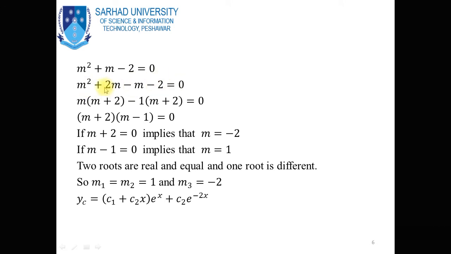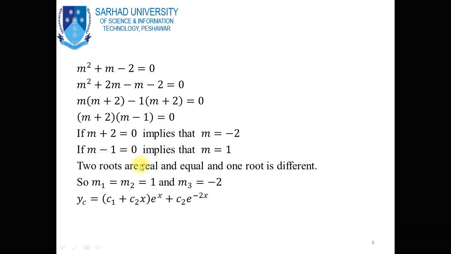Now taking common m from these two terms, m into m plus 2, and taking common minus 1 from these two terms, minus 1 into m plus 2 is equal to 0. Now m plus 2 is again common, m plus 2 into m minus 1 is equal to 0. Now m plus 2 is equal to 0 implies that m is equal to minus 2, and m minus 1 is equal to 0 implies that m is equal to 1.